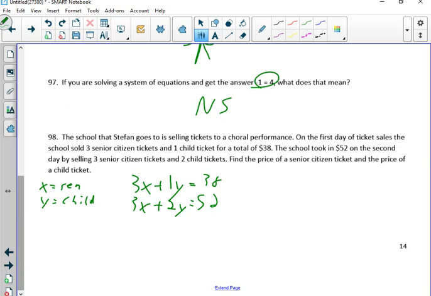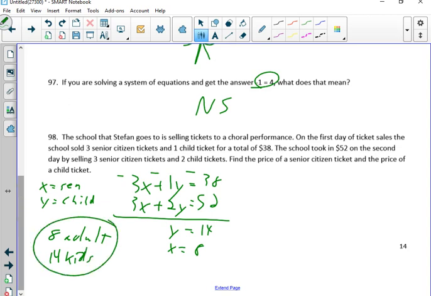So at this point, again, you could do whatever you want. It would be very easy to multiply by negative 1 here and cancel and get y equals 14. And then just plug 14 back in and get x equals 8. And then you know you have 8 adults and 14 kids. That would be very easy to do because you already have 3x and 3x. You just have to make one of them negative. Simple. You could also, if you want to, go in and do a matrix.